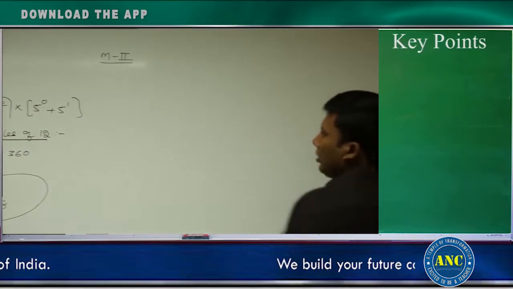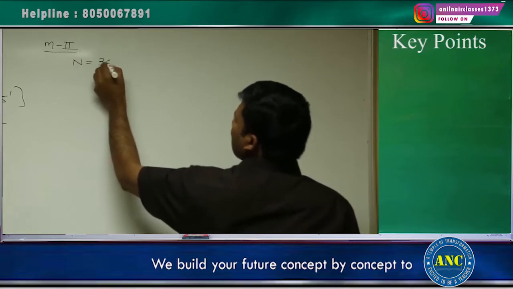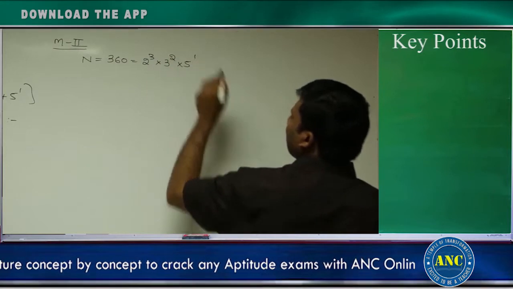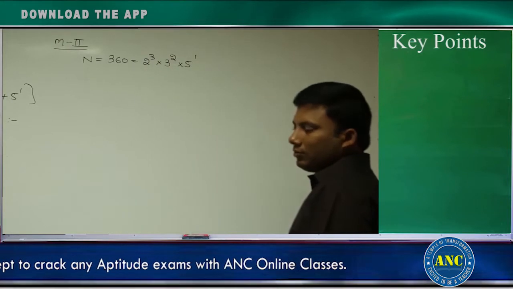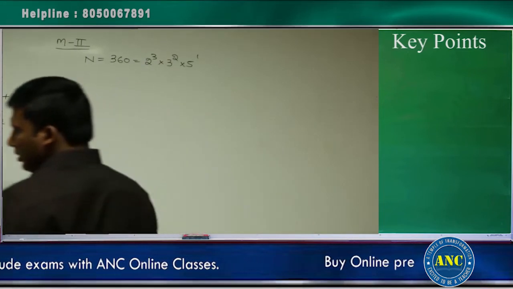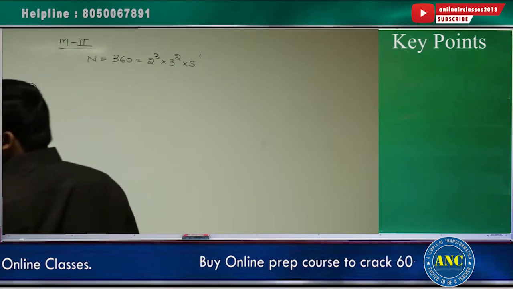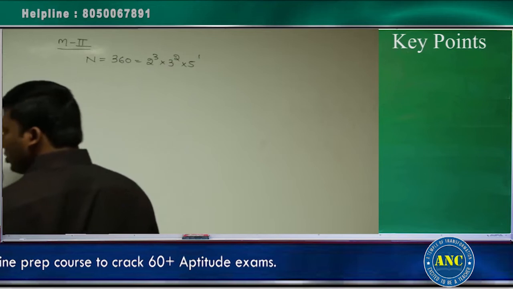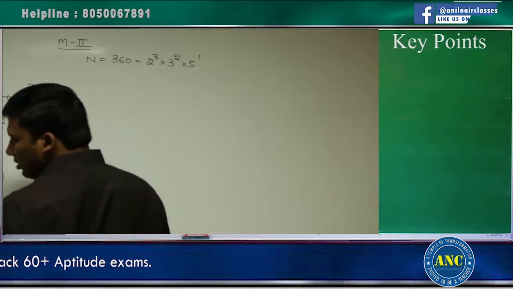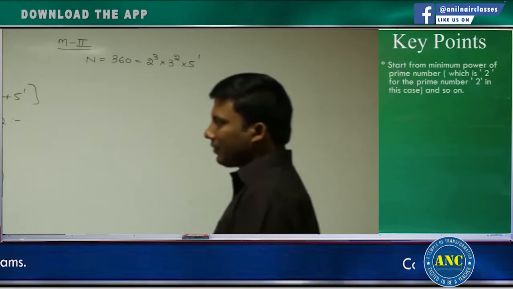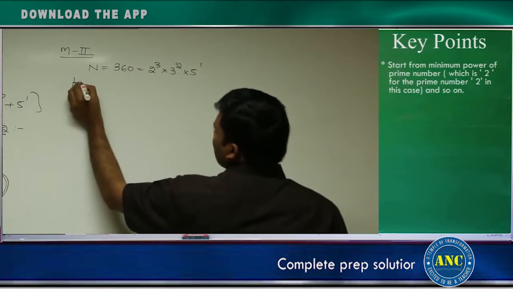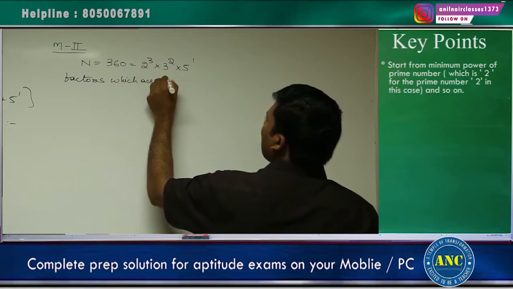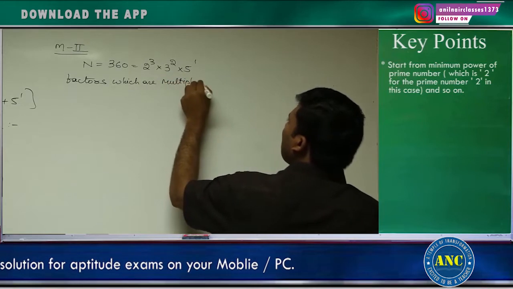Method 2. See here, n equivalent to 360. 360 is 2 cube into 3 square into 5 power 1. Should that be 3 square? Here? No. For 2 power 1, what are the combinations? 2 power 0 plus 2 power 1. For 3 power 1, what are the combinations? 3 power 0 plus 3 power 1. For this one, what are the combinations? 5 power 0 plus 5 power 1. I was under the impression that we require factors which are multiples of 12. We require factors which are multiples of 12.